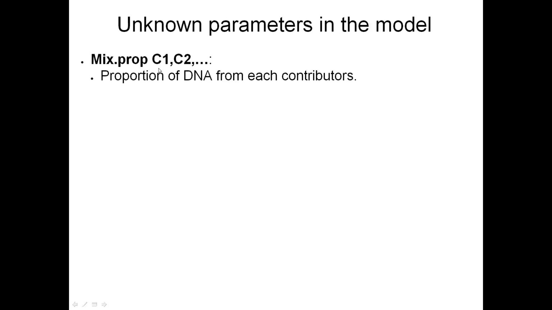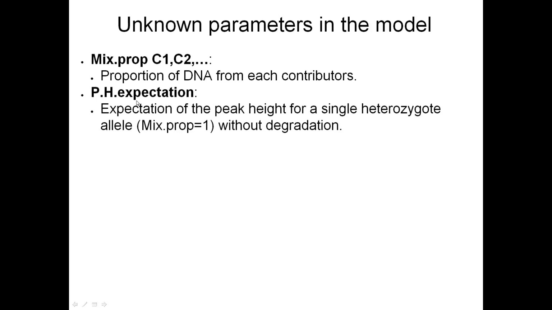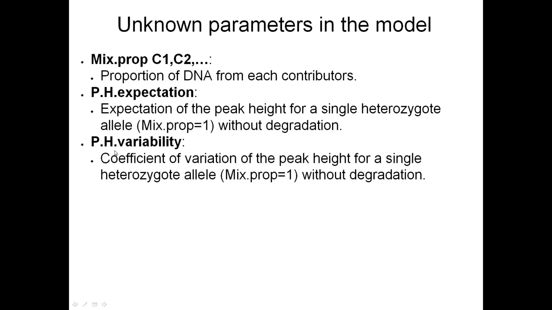So the unknown parameters in the model are the mixture proportions for contributor 1, contributor 2, etc., depending on how many contributors you are specifying, and it will be related to the proportion of DNA from each of the contributors. And so the peak height expectation parameter, this is the expected peak height for a single heterozygote allele without degradation. And the peak height variability parameter is given as the coefficient of variation of the peak height for a single heterozygote allele without degradation. It will be a standardized measure which will be independent of the size of the peak heights.